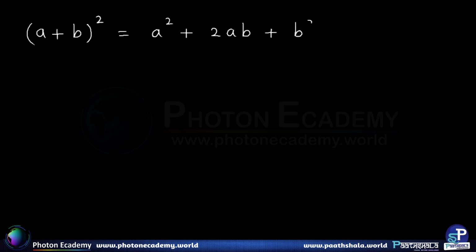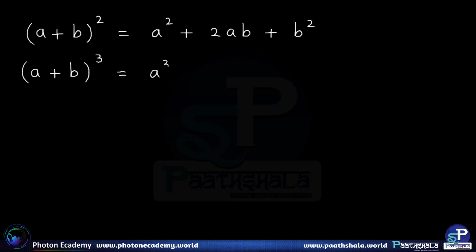Now to set the context for binomial theorem, what it is and what it is for, let us recollect what we learned in school for the expansion of (a plus b) the whole square. All of us know how to expand it. It is a square plus 2ab plus b square, correct? In fact, we also know how to expand (a plus b) the whole cube, and that is a cube plus 3a square b plus 3ab square plus b cube, isn't it?